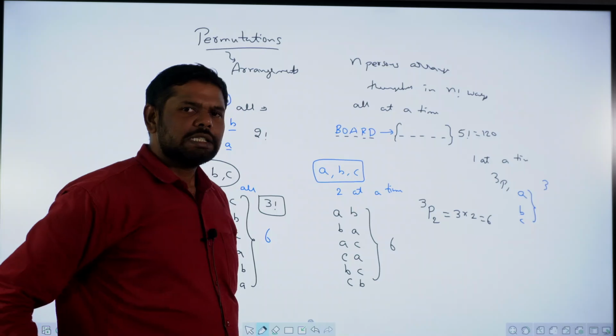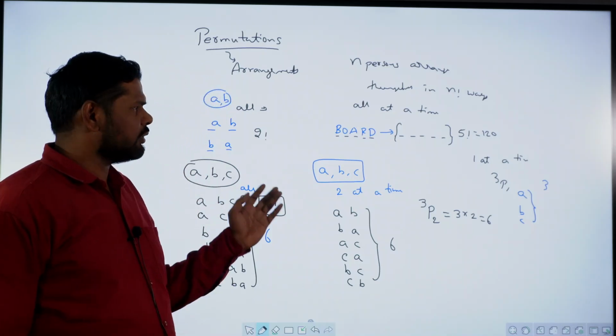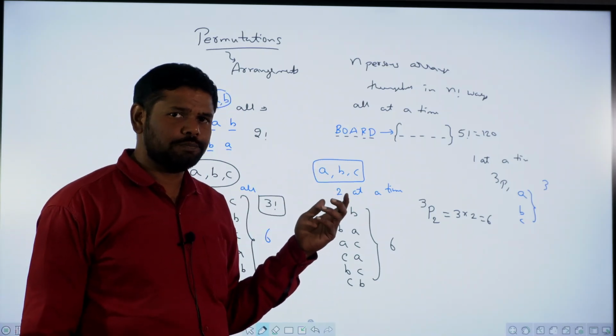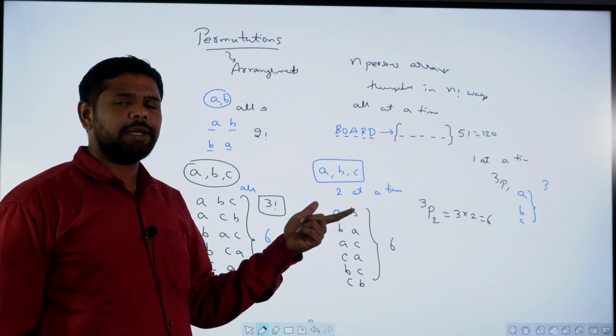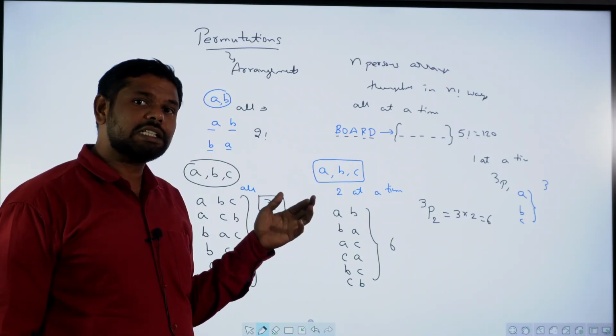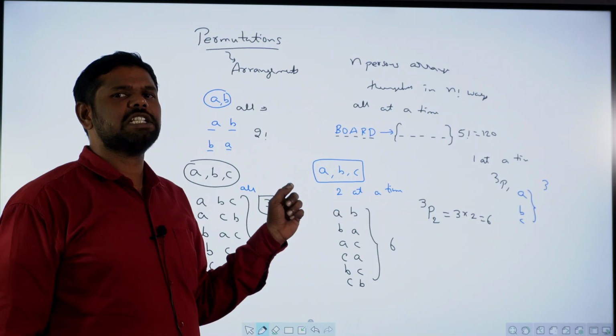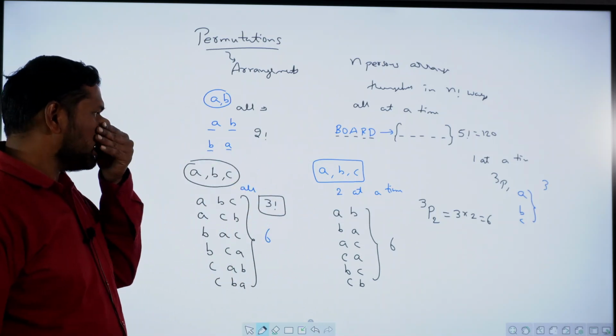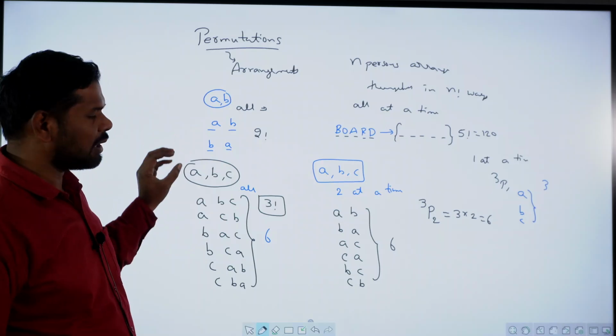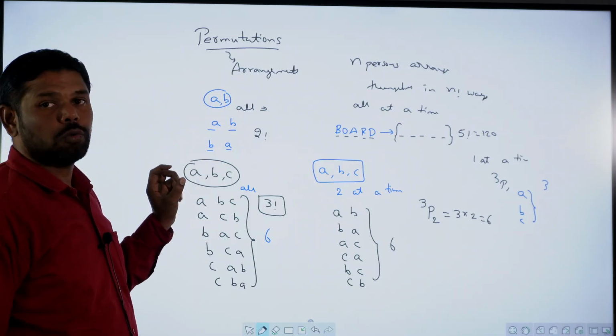Or 6 boys are there. In how many ways can we seat them, can we arrange them? 6 boys are there. In how many ways? All 6 at a time means 6P6, nothing but 6 factorial. 2 at a time means 6P2. 3 at a time means 6P3. Like that, we are going to solve all these permutation-related questions.